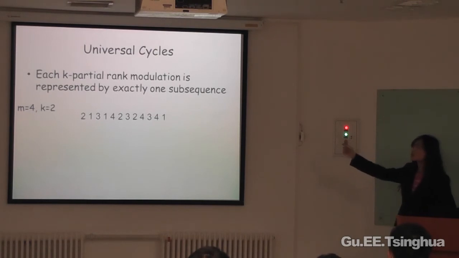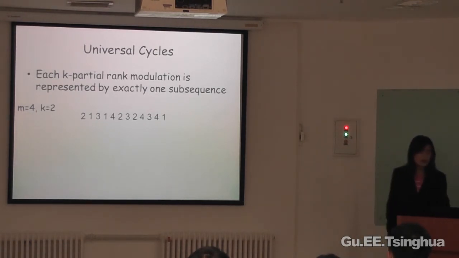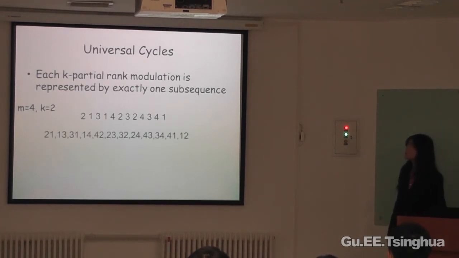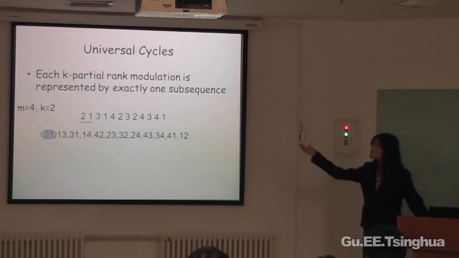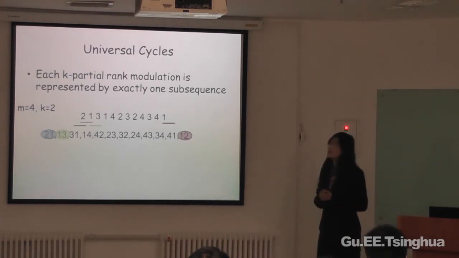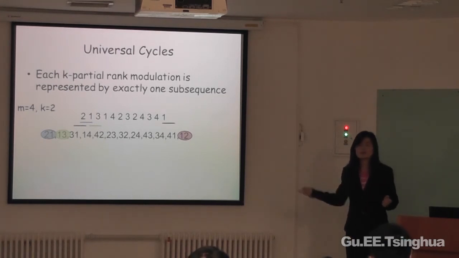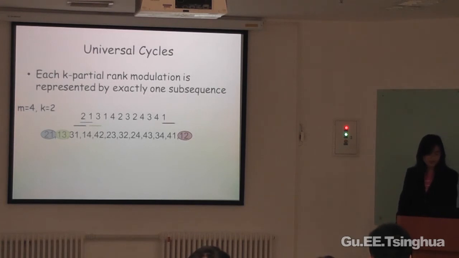This is a sequence, or if you look at it with wraparound, it's a cycle. And now I take all the subsequences of length 2. So I get 2, 1, 1, 3, and so on. And with wraparound, I also get 1, 2. You can check that every 2 out of 4 permutations appear here exactly once. So this is a universal cycle.